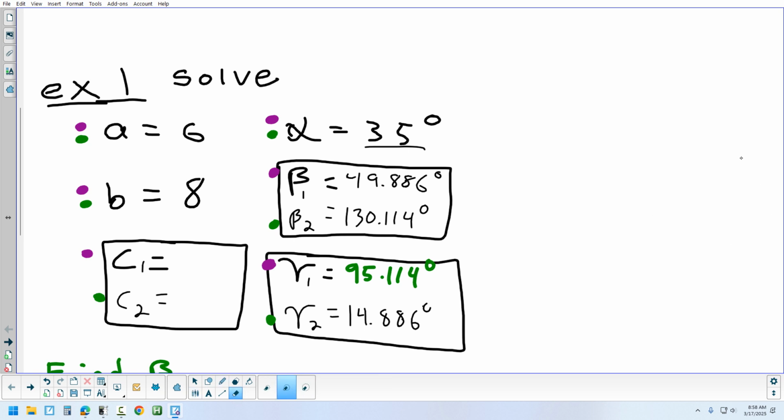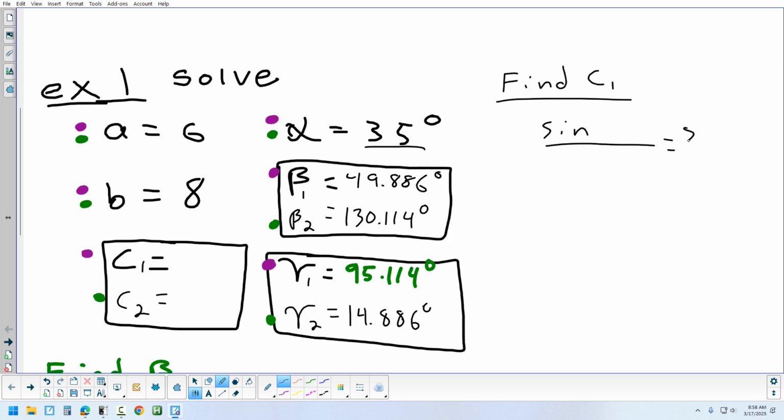Let's set it up to do C1. Now, when you find C1, remember, if you want to think of it the way I color-coded it, C1 is part of the purple problem. So you need to use a purple row to solve for C1, a full row. There are 2 purple rows in that table, A alpha, B beta 1. Which row should we use to find C1? Starting with the full row, I know I need to use sine of 95.114 over C1. That I know.